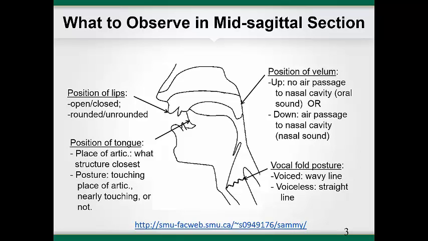This slide shows the information you should be looking for to identify place of articulation, manner of articulation, and voicing from the mid-sagittal section. First, note the position of the lips. This can tell you about the place of articulation if it is a bilabial or labiodental sound, and can also tell you whether or not lip rounding is present.